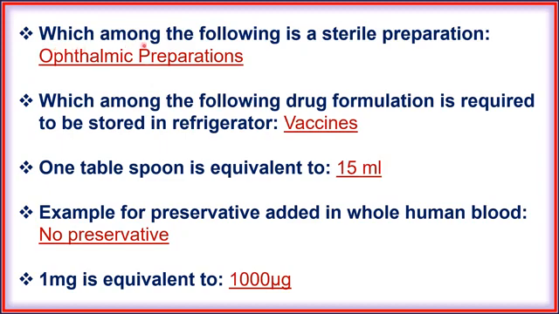Next, which among the following is a sterile preparation? That is ophthalmic preparation. Next, which among the following drug formulations is required to be stored in a refrigerator? Vaccines. Next, 1 tablespoon is equivalent to 15 ml. Next, example for preservative added in whole human blood is no preservative. Next, 1 milligram is equivalent to 1000 microgram.